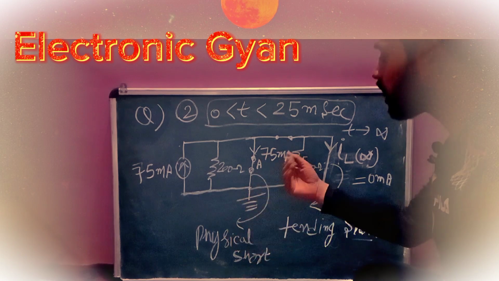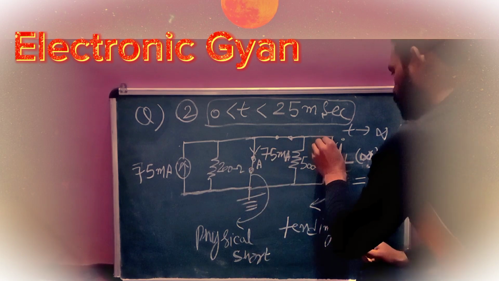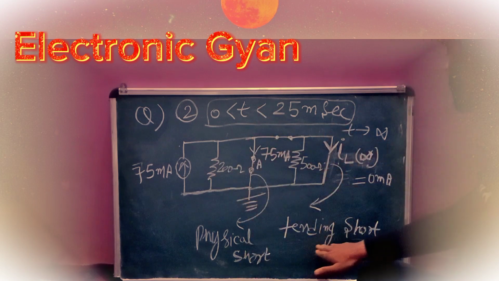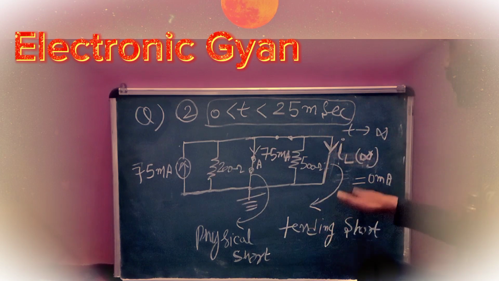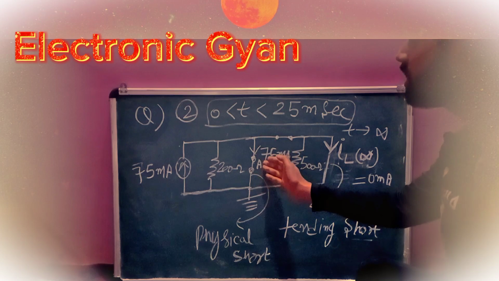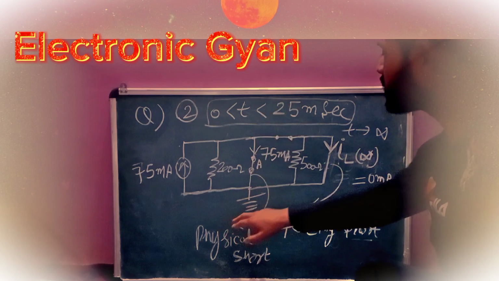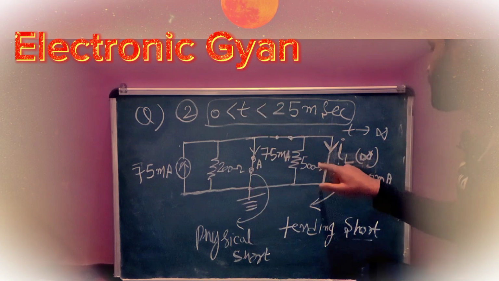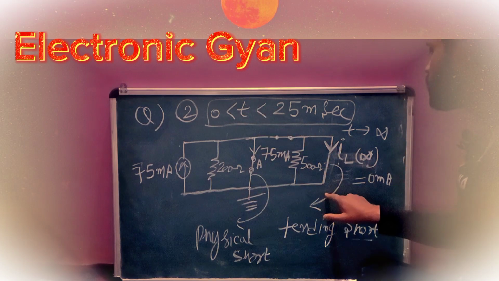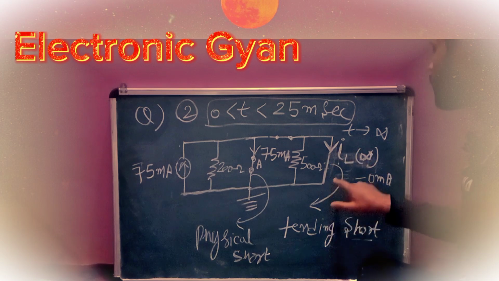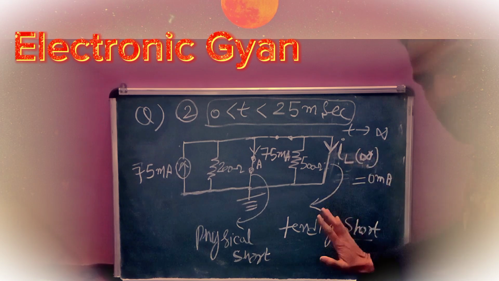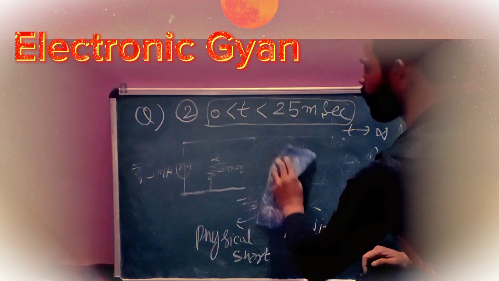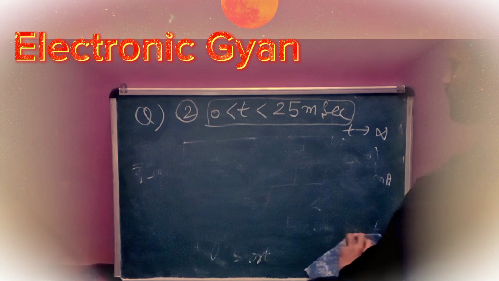Now you might have learned two concepts here. One is physical short and one is tending short. Tending short means the inductor is tending to short, but physical short means it is already short, due to which the whole current will pass through the short circuit, and the current through the tending short, meaning through this inductor, will be equal to 0, which is my steady state current. Now we have found the steady state current, and we have already found the initial current.